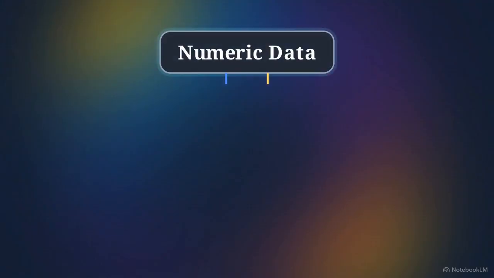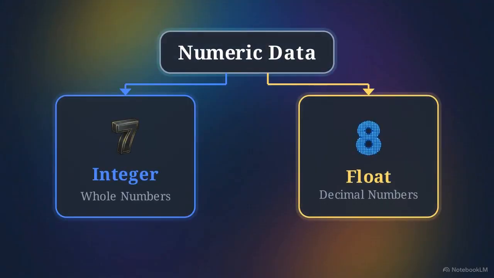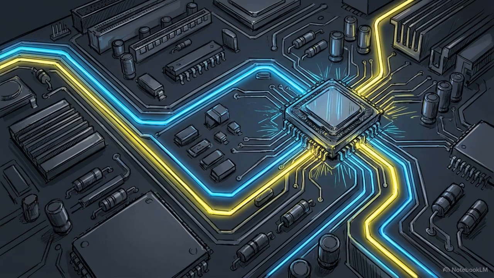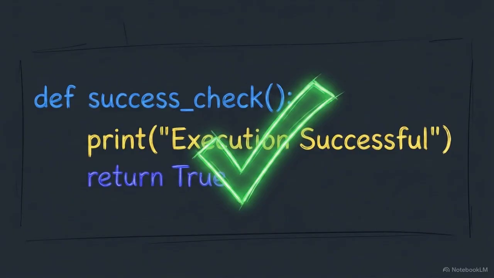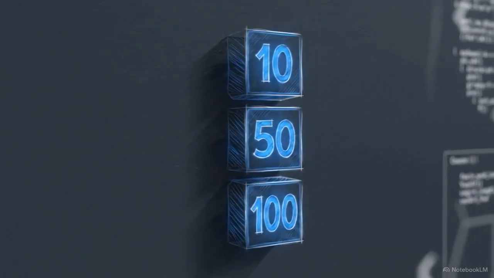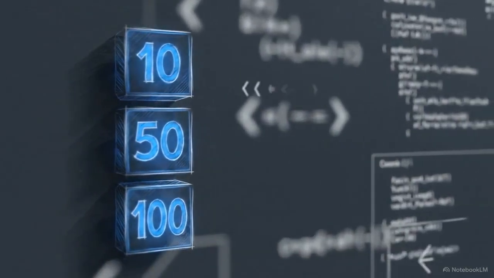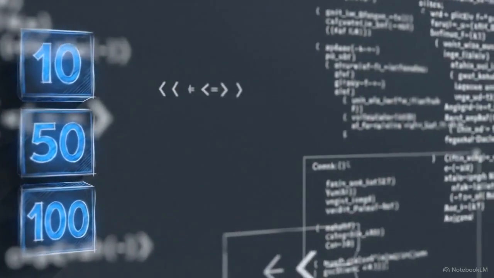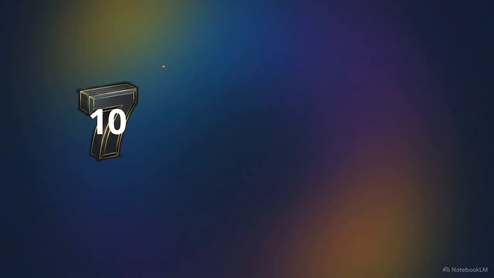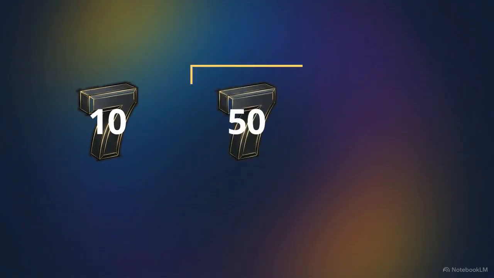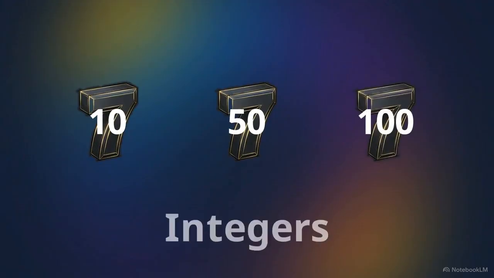This diagram shows how numeric data follows two different paths, depending on the exact kind of number you want to store. Learning how these categories work is the first step toward giving the computer instructions it can actually follow. Let's look at the first category. This path is used exclusively for numbers that are whole and complete. In this diagram, we see these solid shapes representing integers. An integer is a number with no fractions or decimals, like 10, 50, or 100.